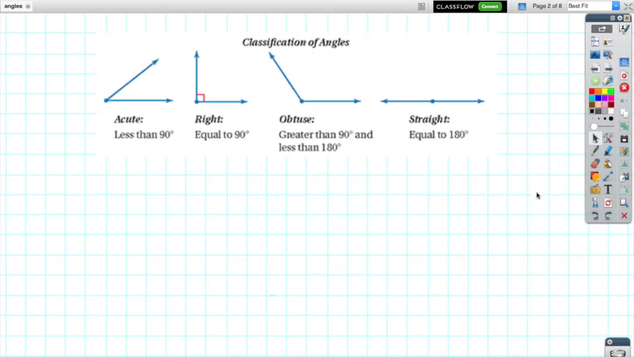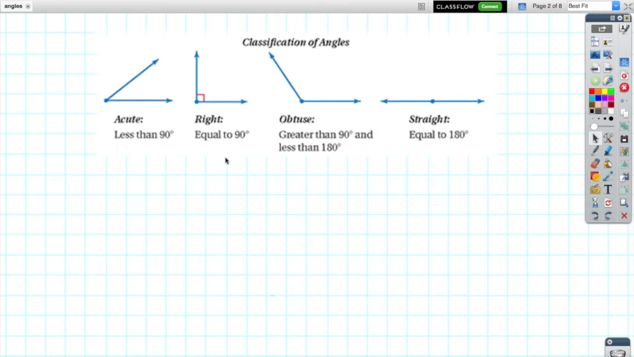All right, so first off, some vocabulary that you might already be familiar with, but it would be good to have in your notes. When we have just a single angle, we tend to classify them by how many degrees that angle measures. So we have these four. Acute, which is an angle that is less than 90 degrees. So right here, this looks like maybe 30, 40 degrees. But anything less than 90 is an acute angle.